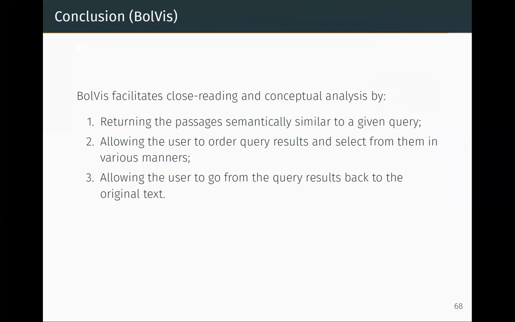Okay, to sum up, Bolzano really facilitates close reading and conceptual analysis. Philosophy is not a thing that can ever be done completely computationally. So we always will have to do conceptual analysis, so close reading of text. But Bolzano really facilitates that. It enables us to identify very quickly which are the relevant passages. It does this by returning the passages semantically similar to a given query, by allowing the user to order the query results and select from them in various manners, so select out the works if we think they are irrelevant.